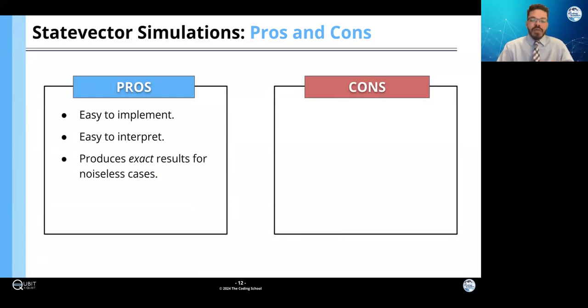It produces exact results. So remember, I said this is kind of less of a simulation and a lot of a calculation, right? There's not a heuristic. It just gives you an exact result.